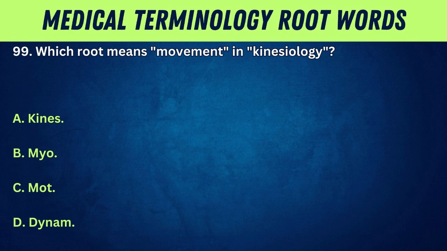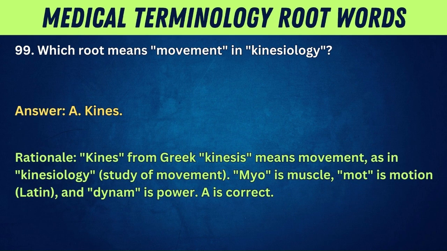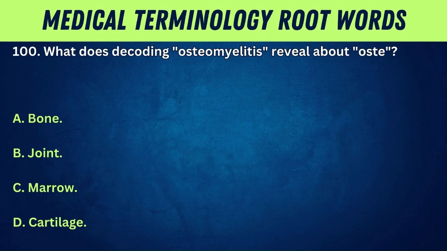99. Which root means movement in kinesiology? A. Kines. B. Mov. C. Mot. D. Dynam. Answer: A. Kines. Rationale: kines, from Greek kinesis, means movement, as in kinesiology, study of movement. Myo is muscle, mot is motion in Latin, and dynam is power. A is correct.